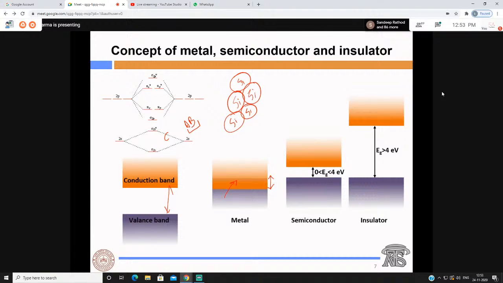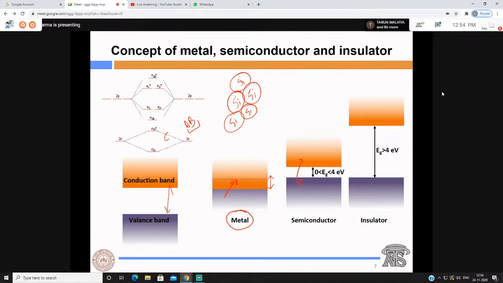So that's why metals have free electrons and are conductive in nature, because the valence band electron can move to the conduction band and they can move freely. Next comes the semiconductor. In semiconductors, the gap between the conduction band and valence band varies from 0 to 4 electron volt. Okay, so when this is the case, it needs a small energy perturbation for an electron in the valence band to move to the conduction band.